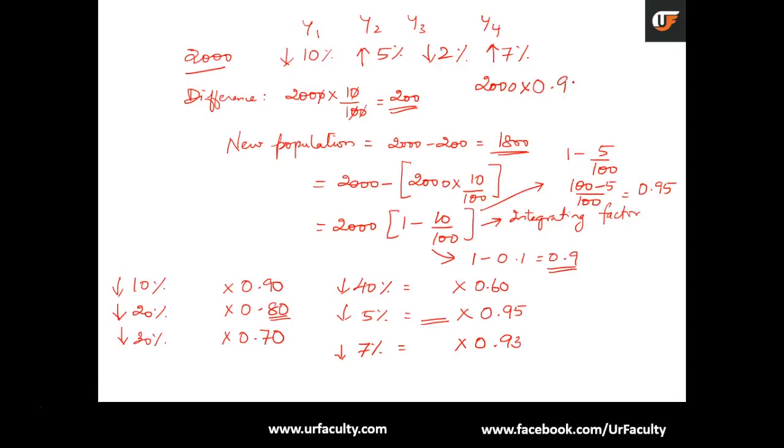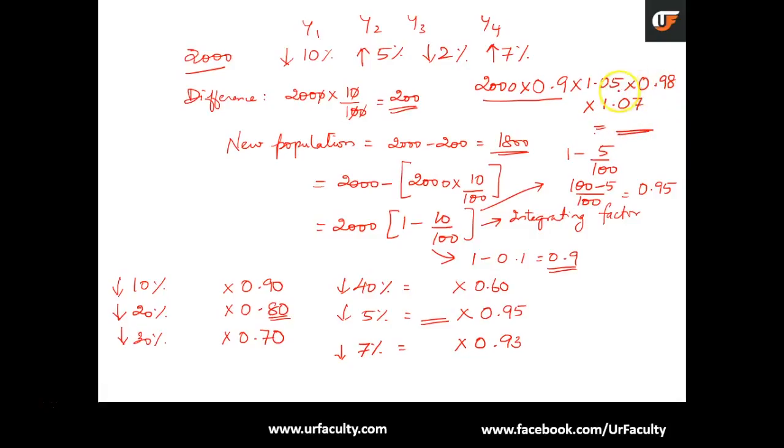decreased by 10%, 0.9. So this is for the first year. Next year, it increased by 5%. We are taking this value and doing the same calculation. From the previous video you know that it is 1.05, and it decreased by 2%, and from our calculation here we know that it is 0.98, and then it increased by 7%, which is 1.07, and whatever is the value is your new population.